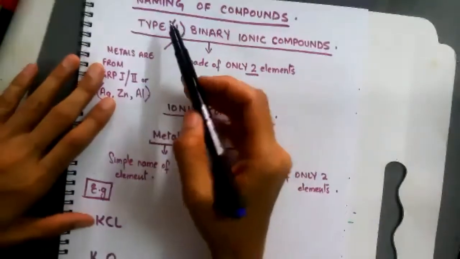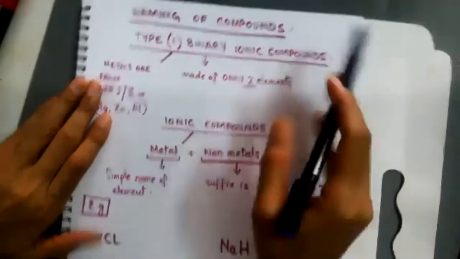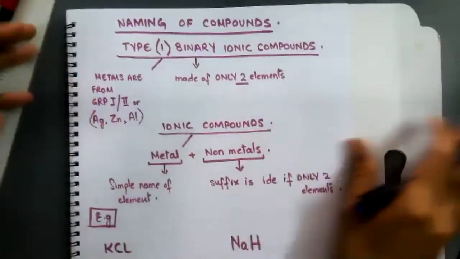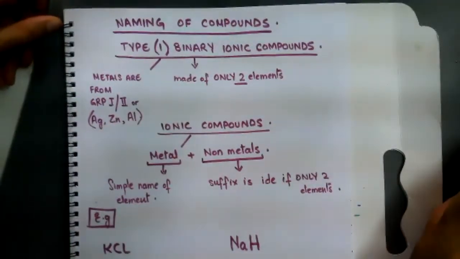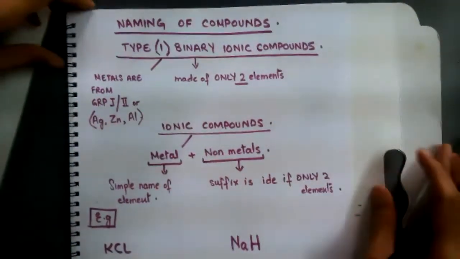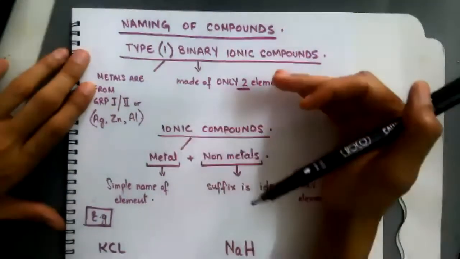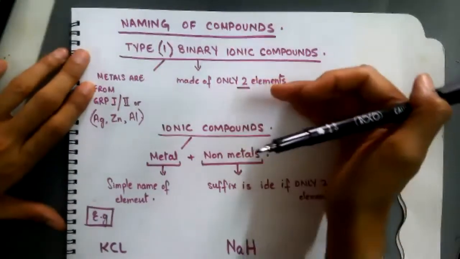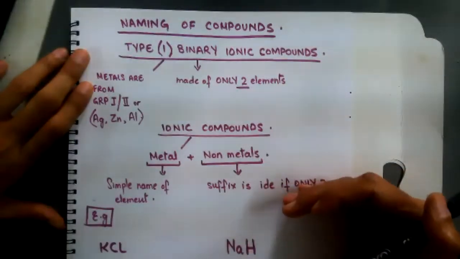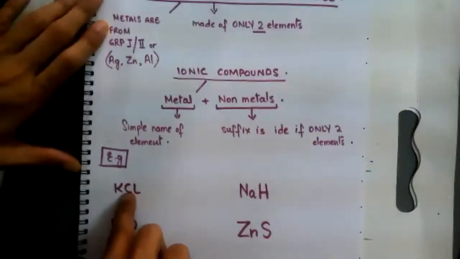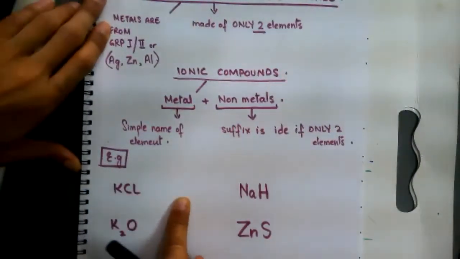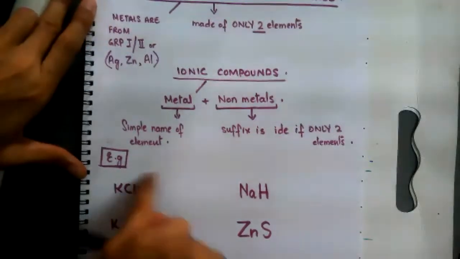Now let's talk about the naming of compounds. We learned how to write the formulae. Now we're going to learn how to name them after we know the formula. So just the opposite, just the reverse. First, we were reading the name and writing formulae. Now, by looking at the formula, we will name them.